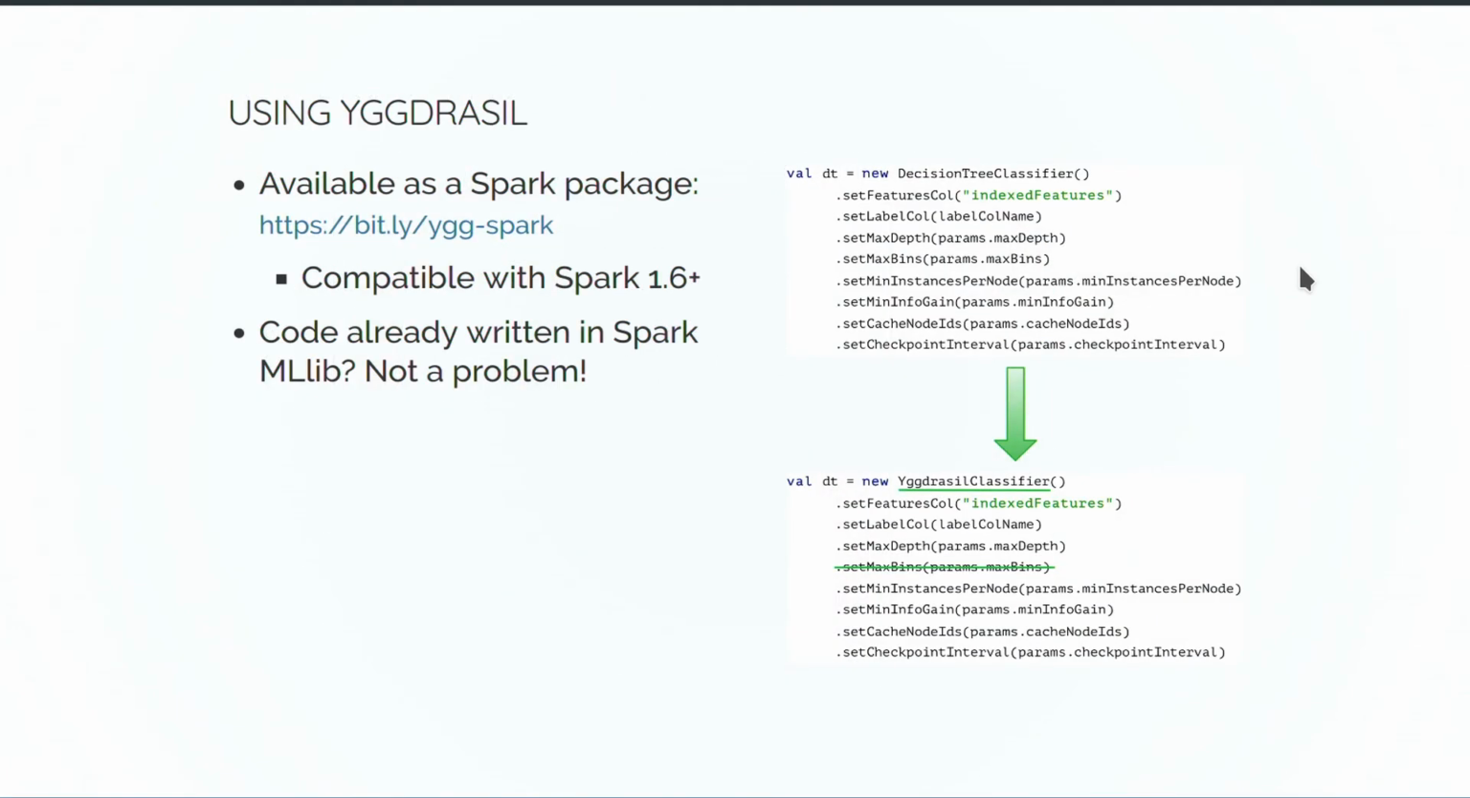It's available as a Spark package. It's already compatible with Spark 1.6. And if your code's already in Spark MLlib, all you've got to do is change the decision tree classifier to Yggdrasil classifier and remove this max bins parameter, because you don't need B. We're going to try all the splits.